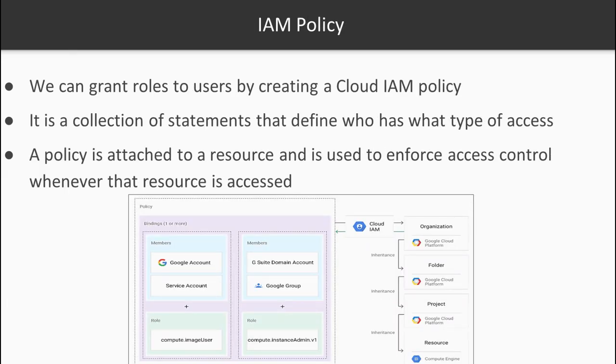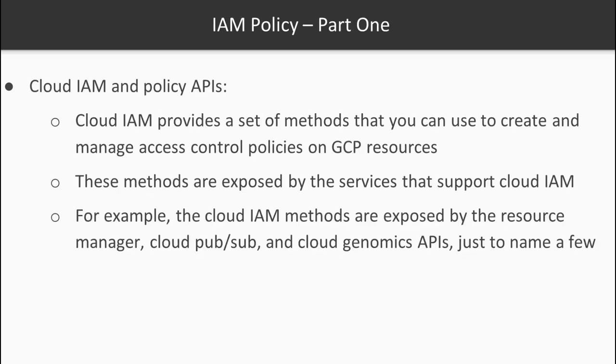Let's take a look at IAM policies. You can grant roles to users by creating a Cloud IAM policy, which is a collection of statements that define who has what type of access. A policy is attached to a resource and is used to enforce access control whenever that resource is accessed. Cloud IAM provides a set of methods that you can use to create and manage access control policies on GCP resources. These methods are exposed by services that support Cloud IAM.